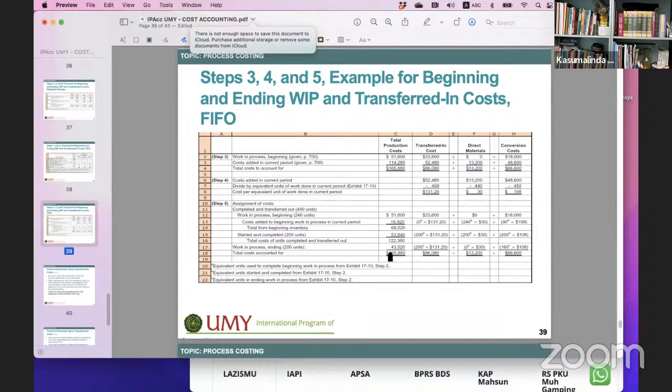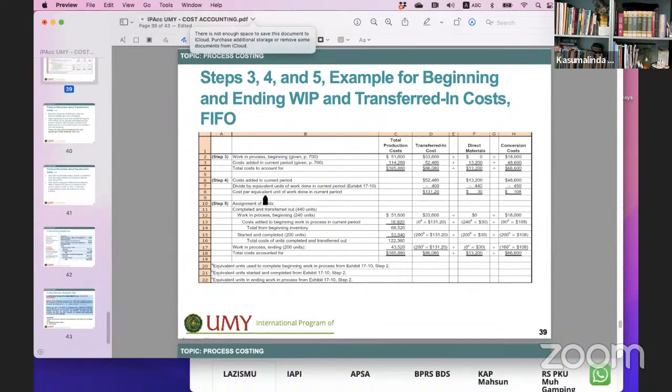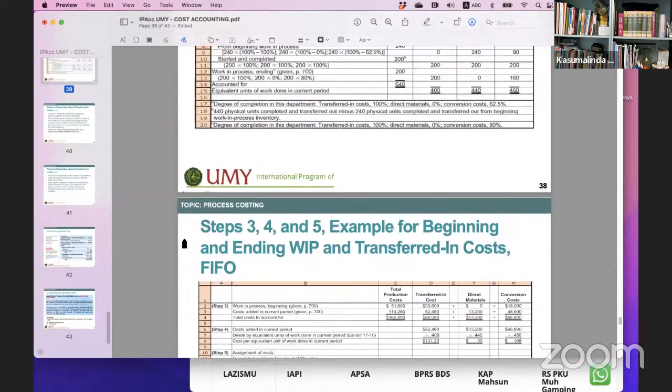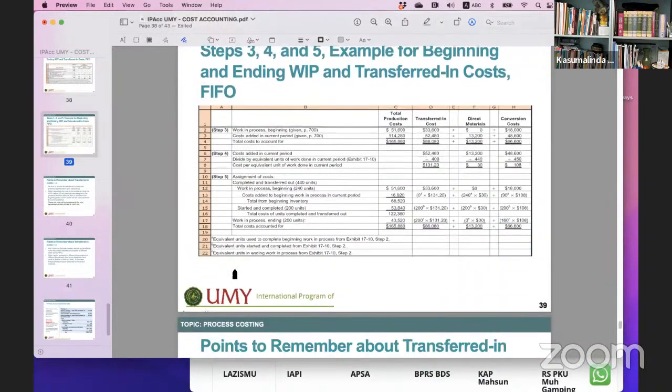Okay, and we total everything here, so we got the total cost accounted for, same as the total cost to account for. And you do the same as what is shown here.